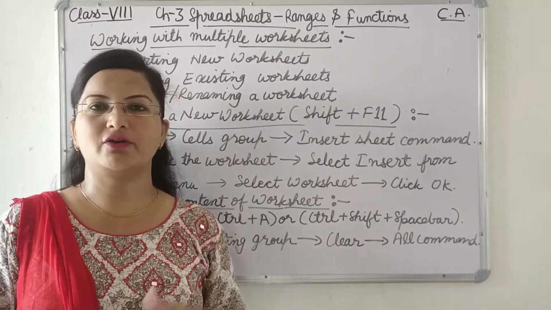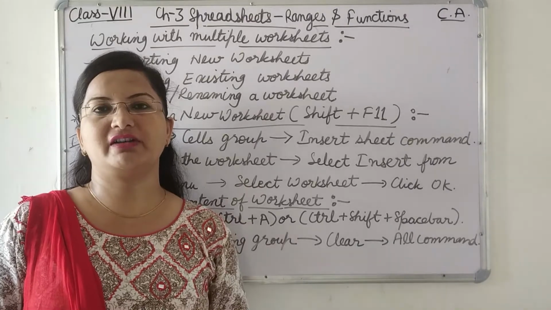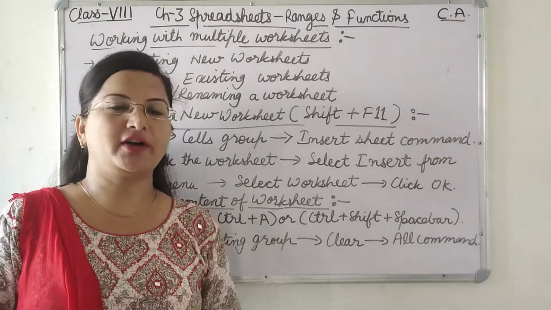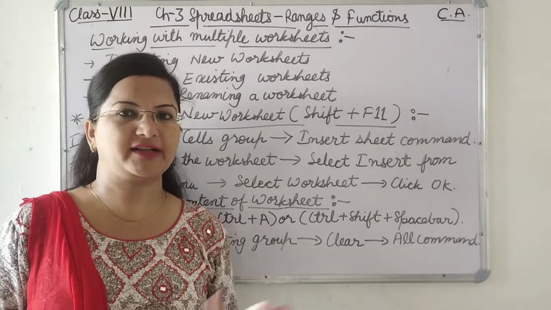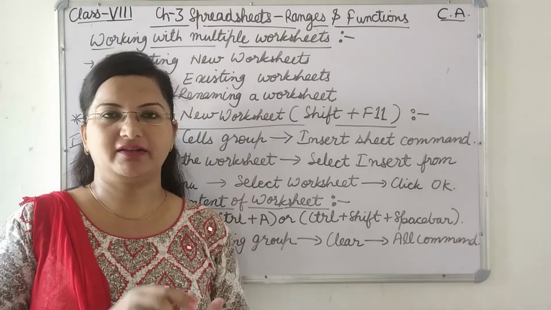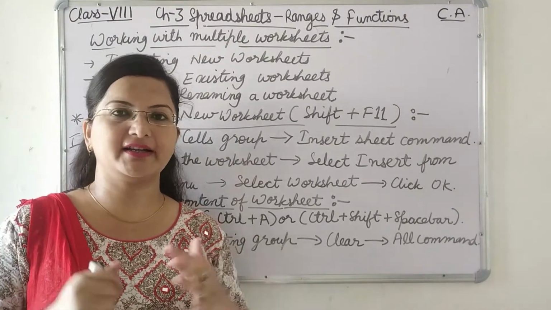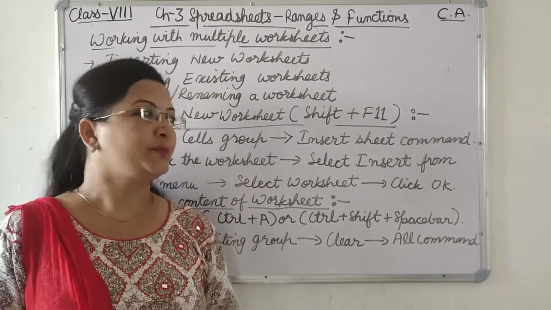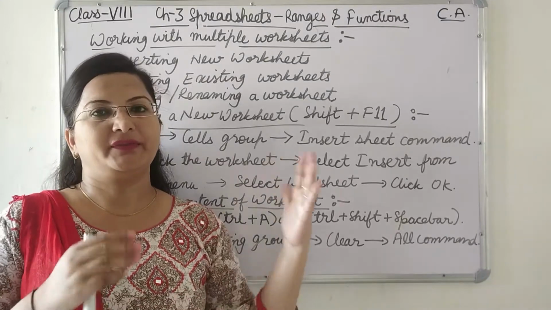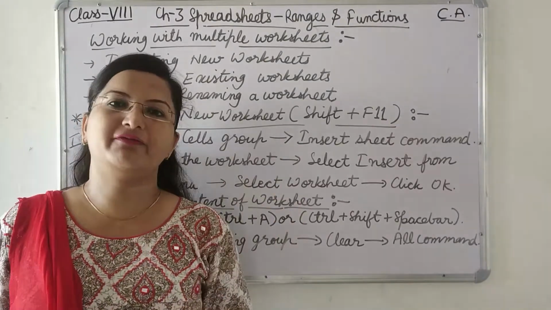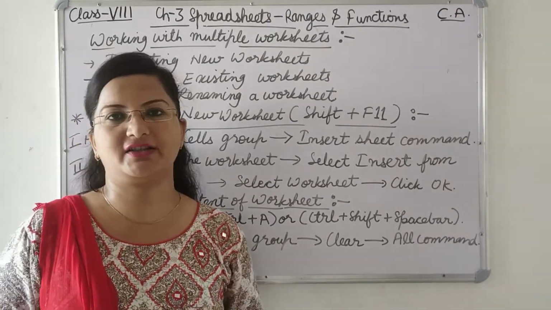What will happen? Automatically, a new sheet will appear before your active sheet. Whichever sheet you are on right now, that is the current sheet. The sheet on which you are working, that is the current sheet, that means the active sheet. Then when you click Shift F11, the new sheet will be inserted before the existing current sheet.